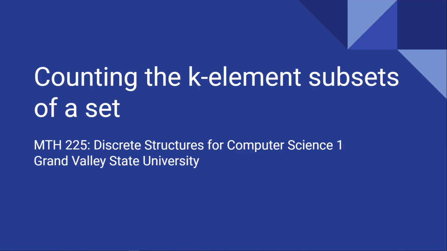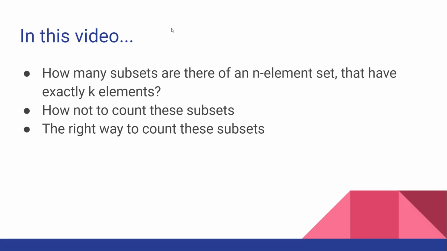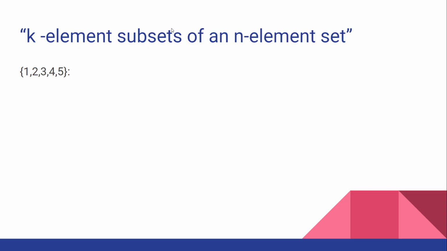In this video, we're going to look at a similar but different problem, counting the number of subsets of an n-element set that have exactly k elements. We're going to see that there's a wrong way to count this collection and a right way. And the right way is going to introduce an important new idea for us. First of all, here's what we mean by k-element subsets of an n-element set. For example, we might want all the 3-element subsets of a 5-element set.